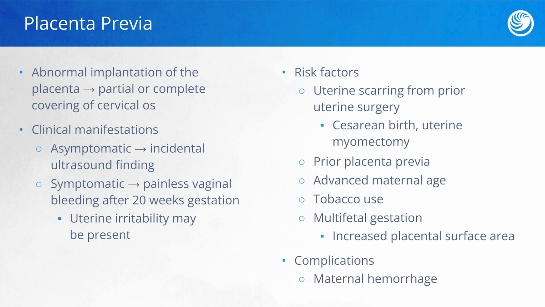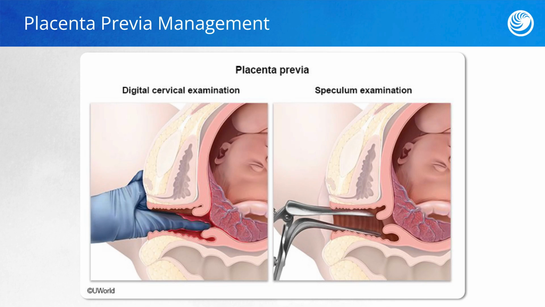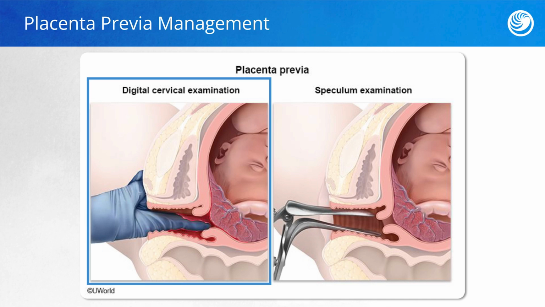Complications include maternal hemorrhage. In this series of images, you can see the different types of placenta previa, starting with normal placental placement and going all the way to complete placenta previa. Underneath the images, you will see the expected outcomes and management for each type. Management for placenta previa. If a pregnant client is having any bleeding and the placenta location is not known, a digital cervical exam is contraindicated because the finger entering into the cervical canal could damage the placenta and cause bleeding. You can see this on the image on the left.